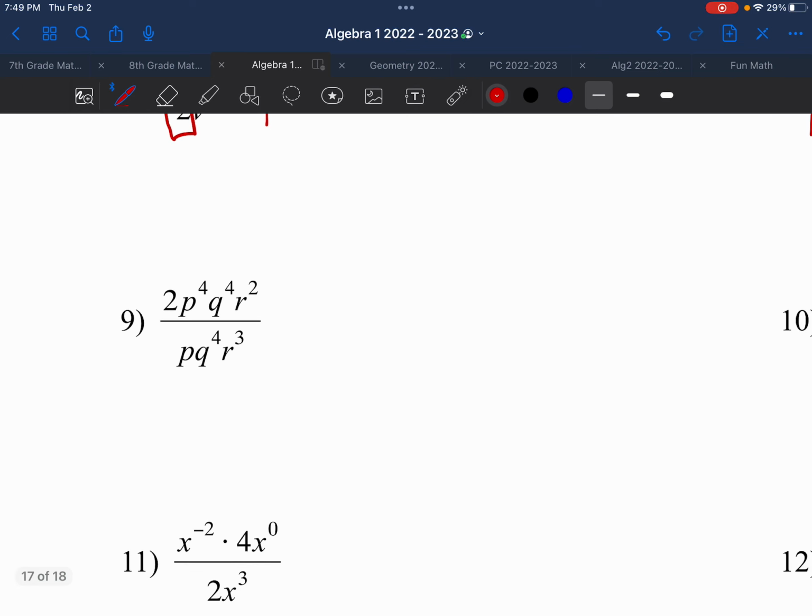All right, I'm looking at the coefficients. I don't see a coefficient down here, so technically that coefficient is 1, and then 2 divided by 1 is just 2, which is the same thing as saying just recopy down the coefficient in the numerator and ignoring the 1 in the denominator. All right, I'm done with the coefficients.